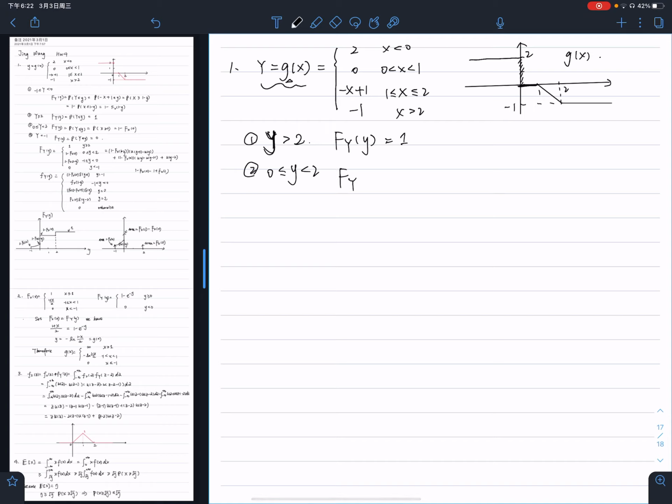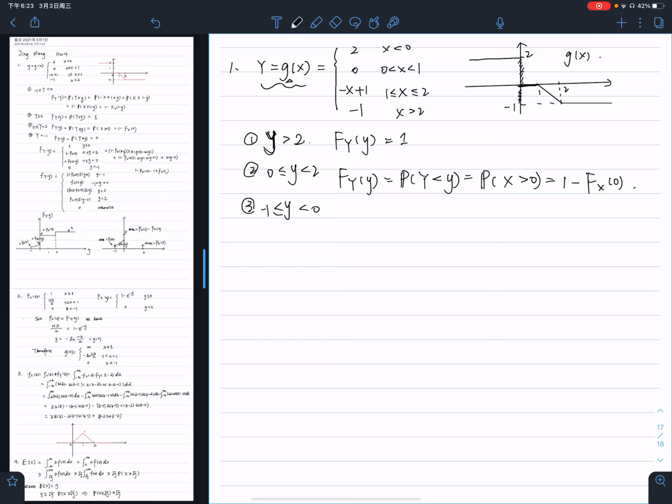The CDF of Y, the probability that Y is smaller than y, should be the probability that variable X is larger than 0, so that it should be 1 minus the CDF F_X(0), when y is larger than negative 1 and smaller than 0.